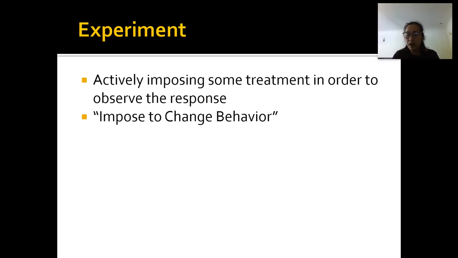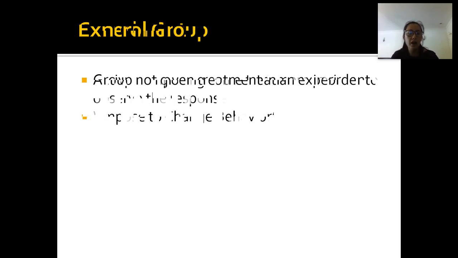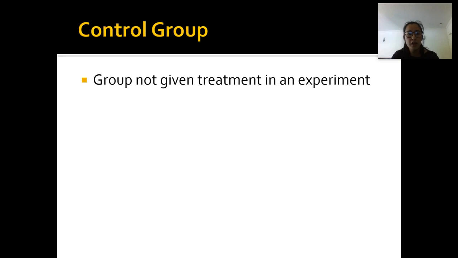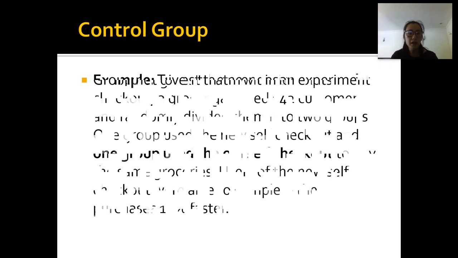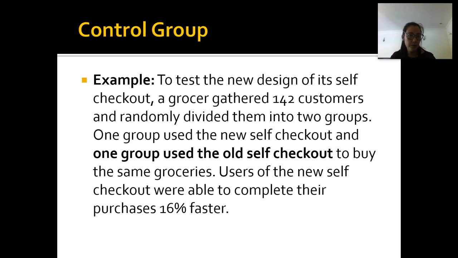Some of the elements of experiments. The first thing that I want to talk about is a control group. A control group is a group where you're not given the treatment in an experiment. This is the group where you see what would happen if you didn't impose anything, so that you can compare it later with people where you do impose things. Okay, so let's go ahead and do an example.